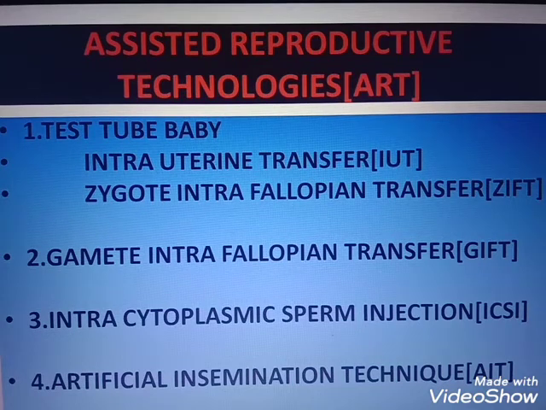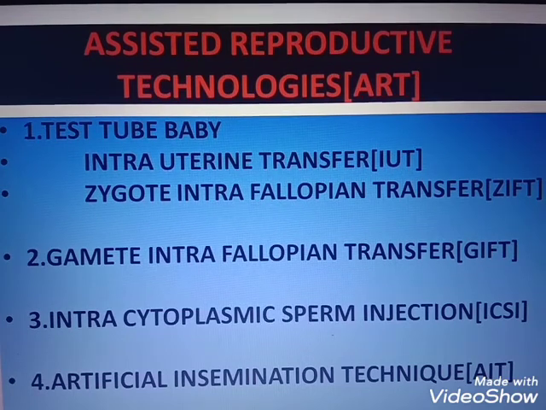Test tube baby, gamete intrafallopian transfer, intracytoplasmic sperm injection, then artificial insemination. These techniques require highly specialized professionals and expensive instruments. Such facilities are available only in a few centers. So the benefits of these centers are affordable only to a limited number of people.